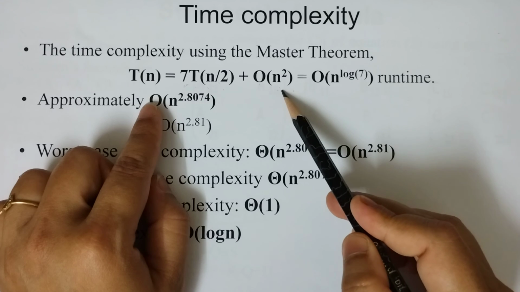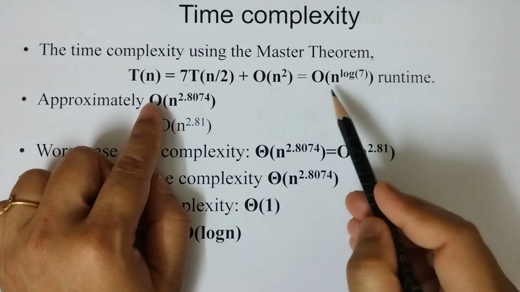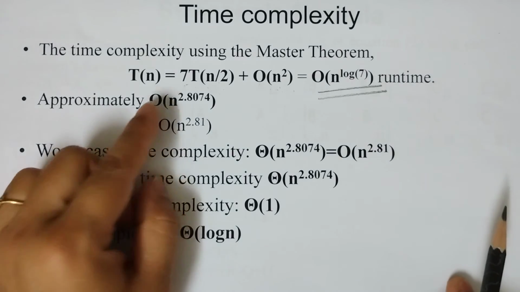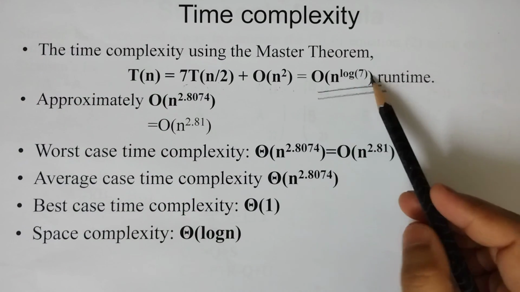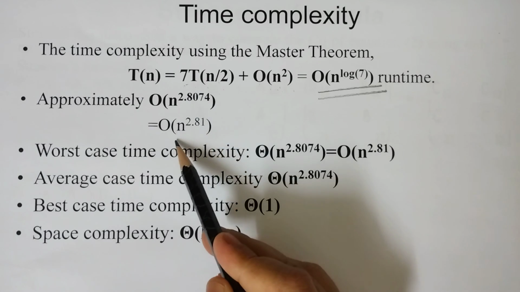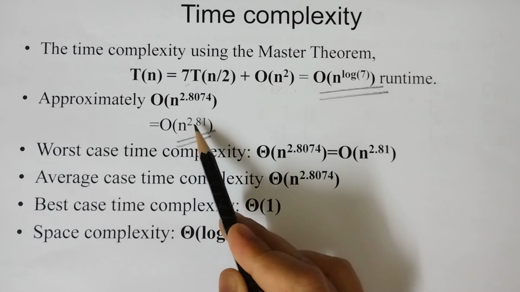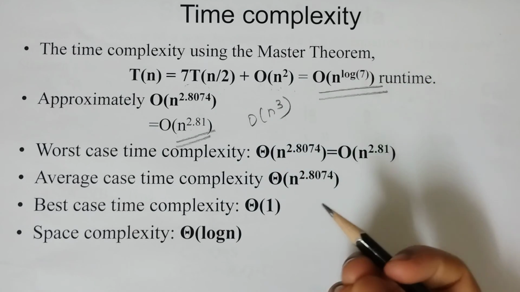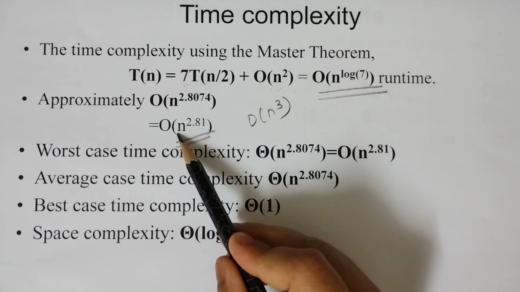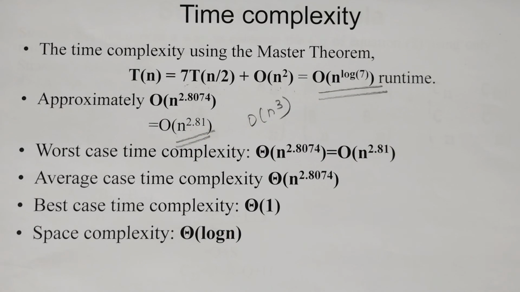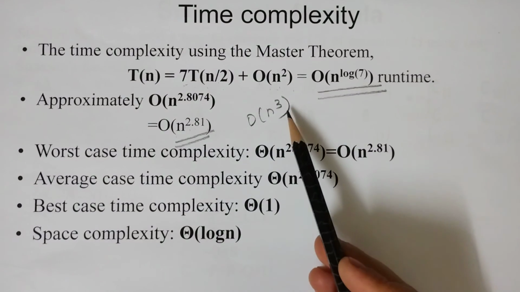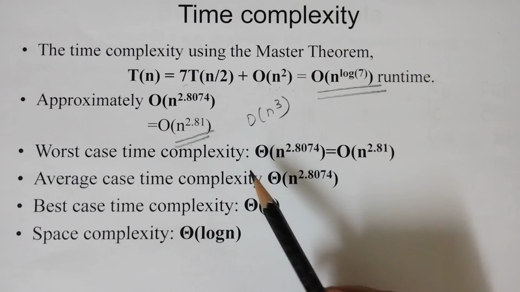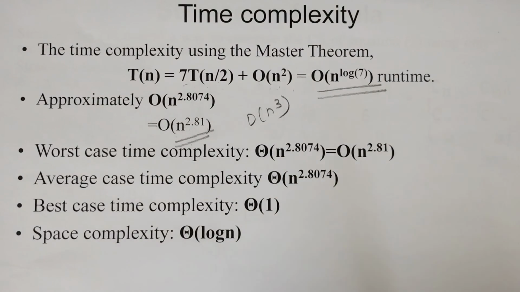So if you apply Master's theorem for this recurrence relation, then you will obtain this as the time complexity, which means n power log 7. The value of n power log 7 would be n power 2.81. So instead of order of n cube, you have reduced the time complexity to n power 2.81. You can see the time complexity is slightly reduced in this Strassen's matrix multiplication. So this is one of the applications of the divide and conquer method.